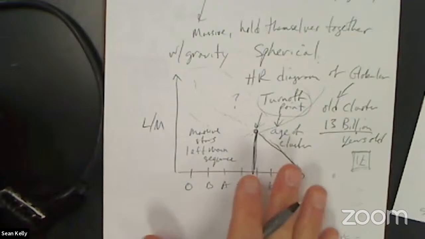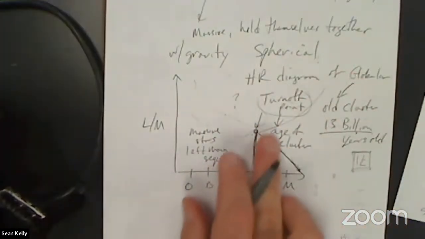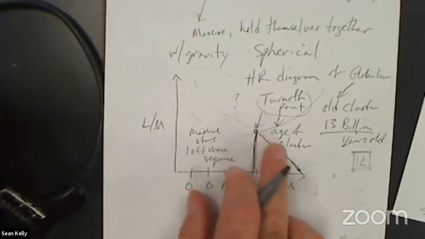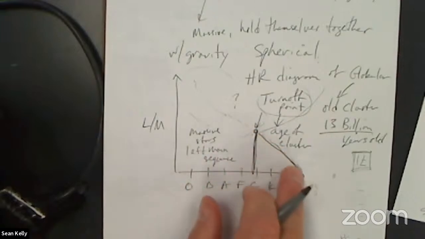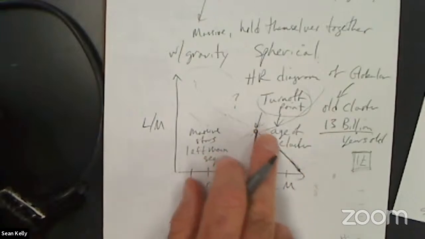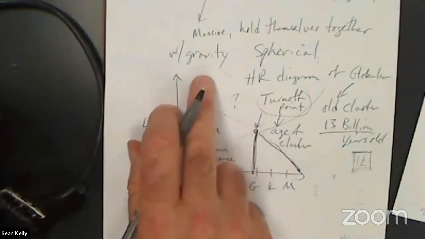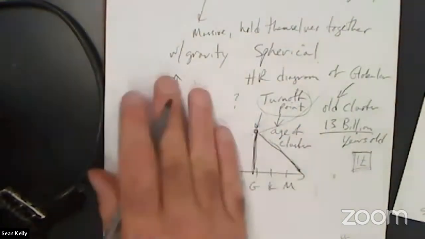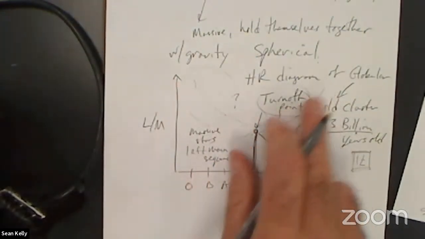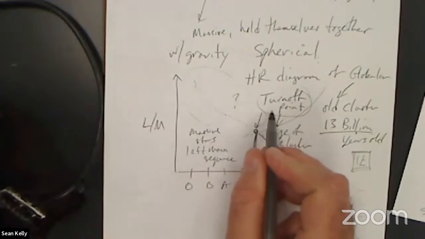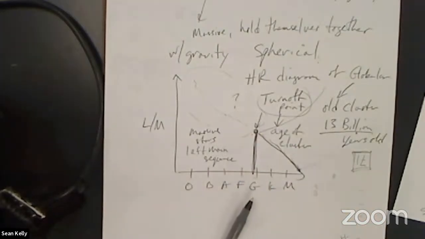You want to remember that for a globular cluster, this turnoff point will show that you still have the stars here that have less mass, but the more massive stars have left the building. They've left the main sequence. And this turnoff point tells you the age of the cluster. Okay, we're almost done. I think we're very close to being done.